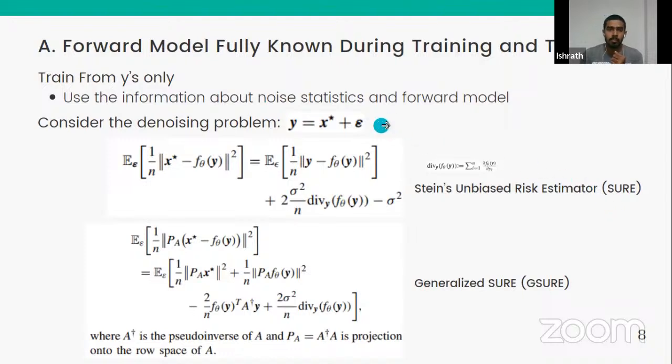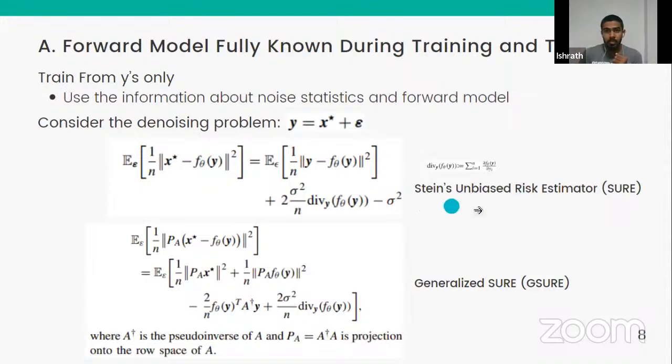So if we consider a simple problem of denoising, which can be modeled with this equation, y = x + epsilon, we also have an estimator, a trainable denoiser f theta. Ultimately, we have to find this denoiser f theta that minimizes the mean square error between the ground truth and the estimate.